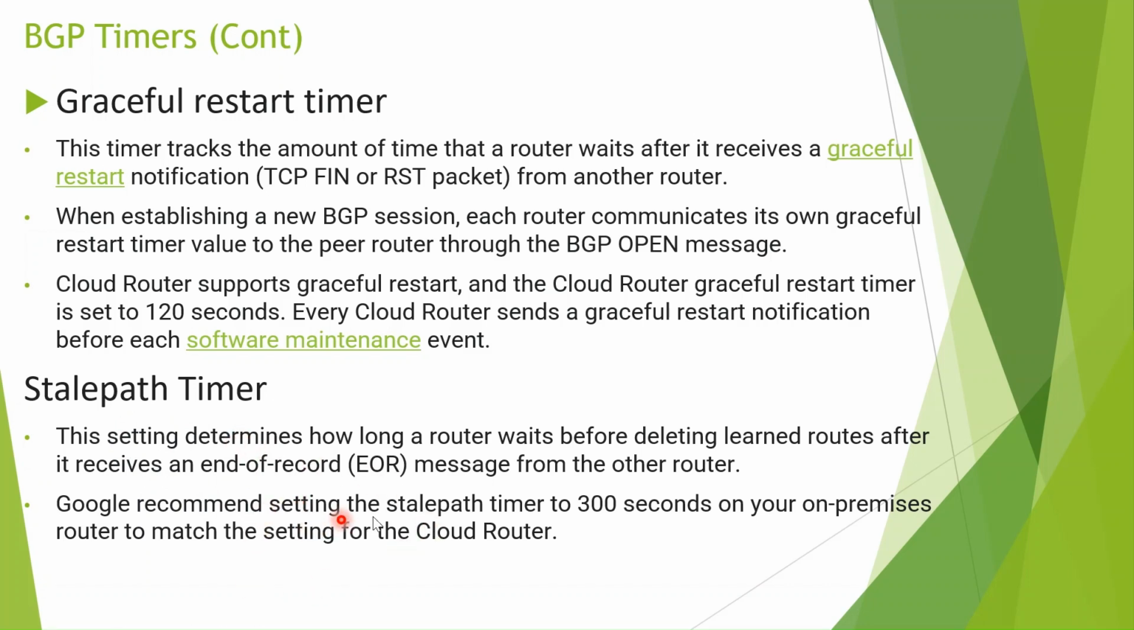Google recommends setting the stale path timer to 300 seconds on your on-premise router to match the setting of Cloud Router. In Cloud Router, you cannot do this because we don't have the option in the console, but on the on-prem router you must set it to 300 seconds. So if your Cloud Router doesn't come up in 120 seconds, it will wait for 300 seconds, total 5 minutes. If it doesn't get any response from the Cloud Router, after that it will remove all the routes. These are multiple timers; you can read the documentation.